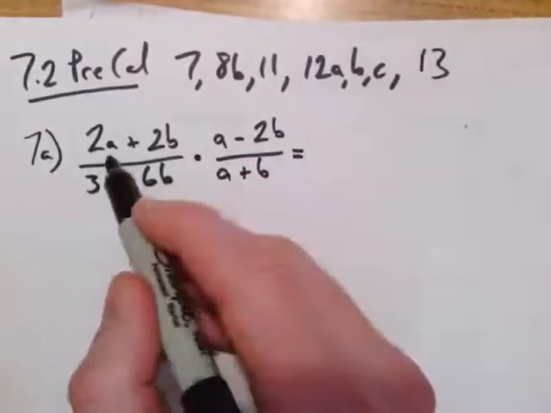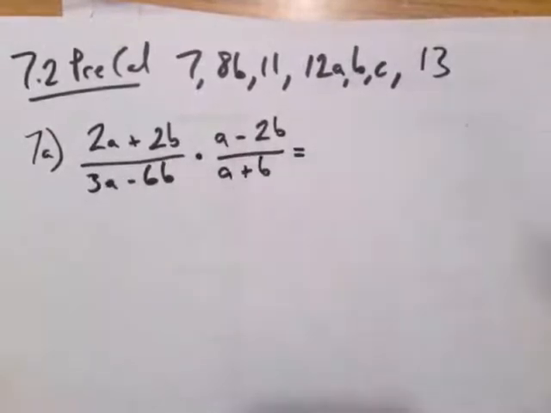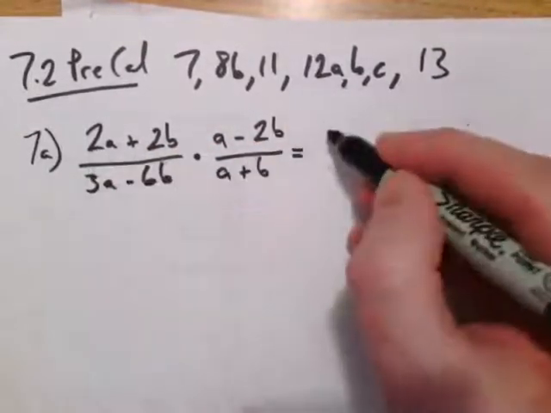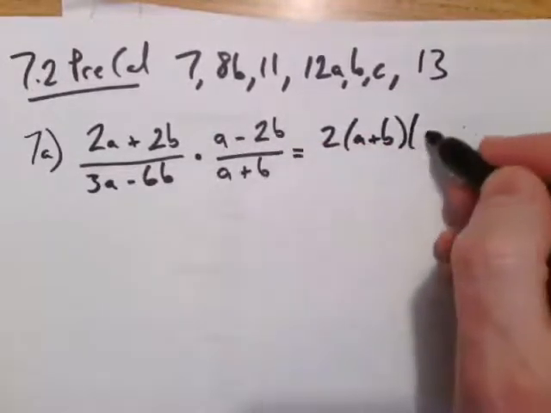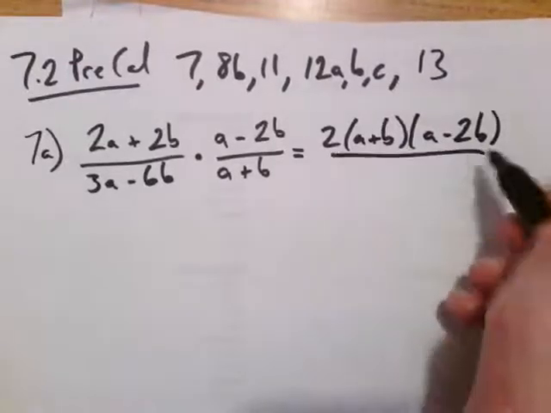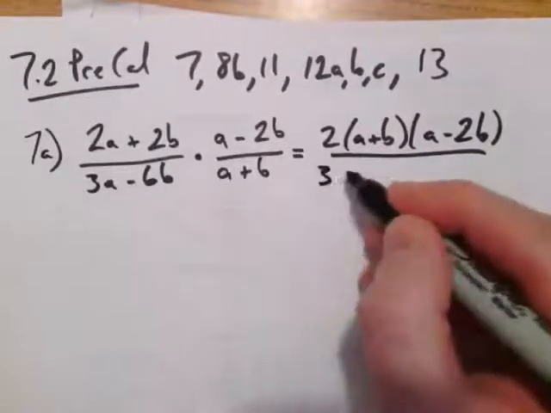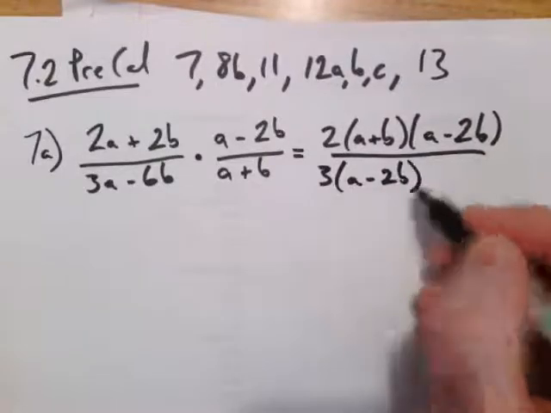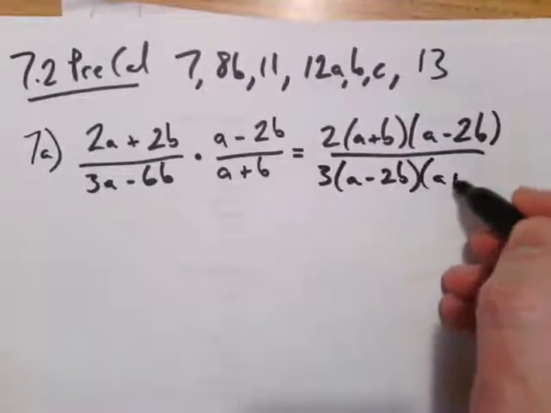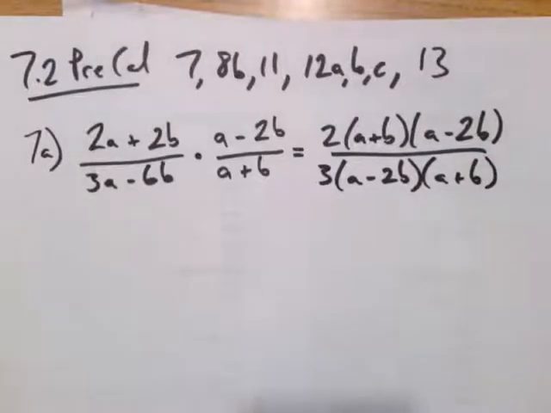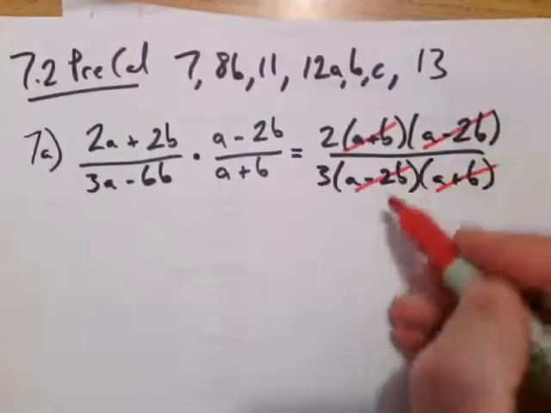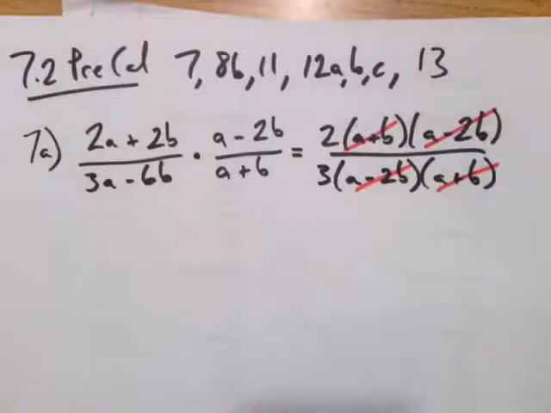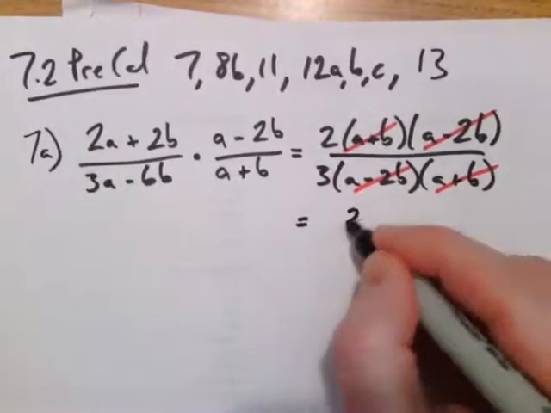Anyways, so I'm going to factor and kind of smush things together with brackets. Taking a 2 out of the top one, so it's a plus b. And then there's nothing common here, so it's a minus 2b. And then over here, what's common is a 3, a minus 2b. Do you see where this is going? And then a plus b. So now, using the magic of red, I'm going to cancel what I can: a plus b, a minus 2b. We're just left with 2 over 3. That's our answer.